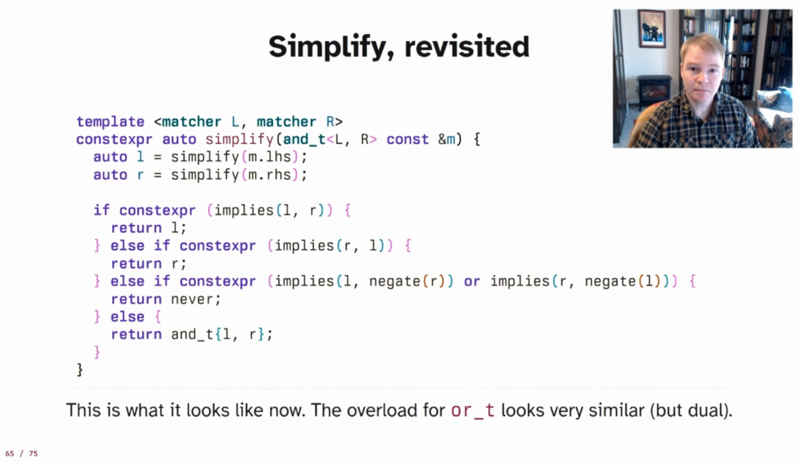Now it looks like this. We've genericized it in terms of the implies and negate customization points. If either side implies the other, the AND term collapses to the appropriate side. If either side implies the negation of the other, the AND term must be false, or never. Otherwise, the sides have no relationship that we know about, and it just remains as an AND term. And you can imagine a similar overload for OR terms.